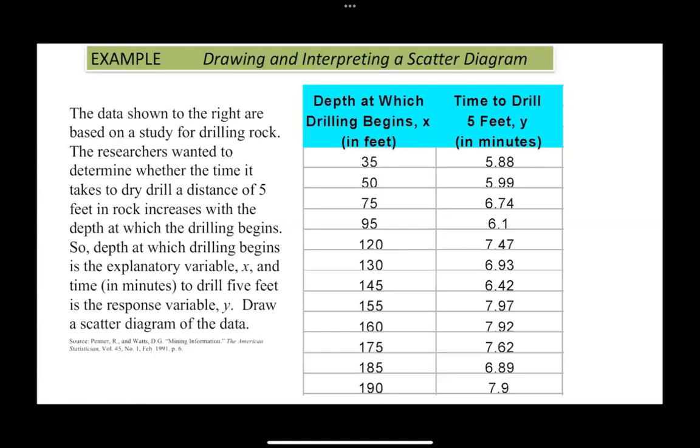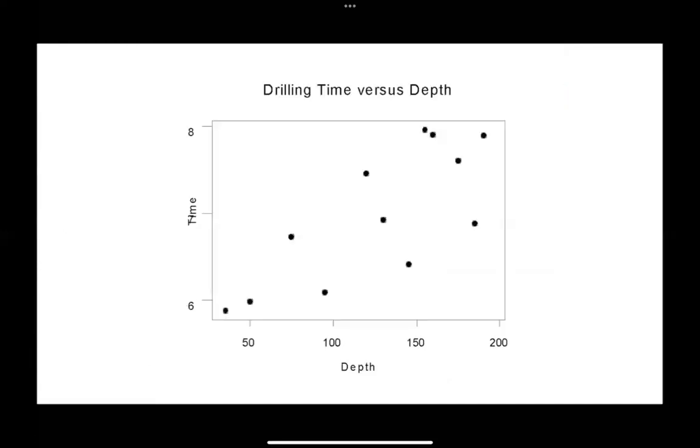So I'm going to show you a scatter diagram for this. I plotted each point. So this would be one point: I would plot a point at 35 on the x-axis, up to 5.88 for the y. That's my first point. Each one of these is a point. So here's my scatter diagram.